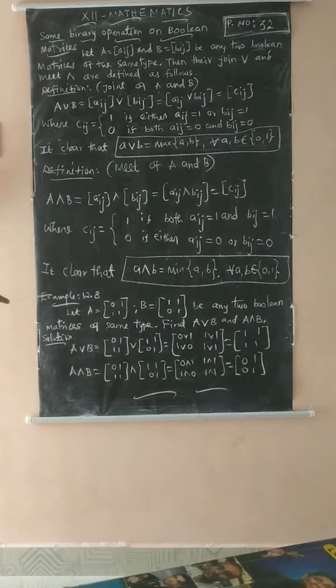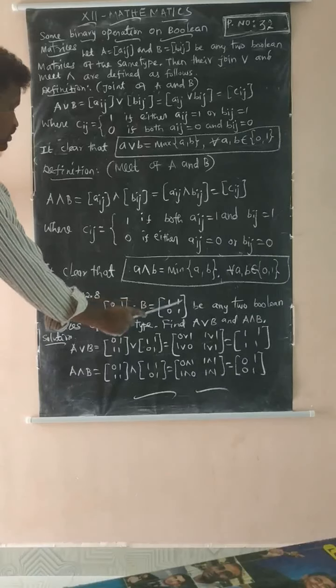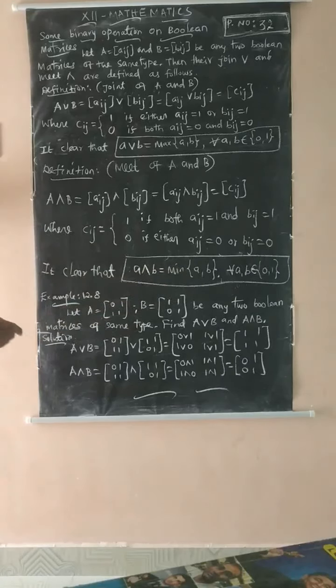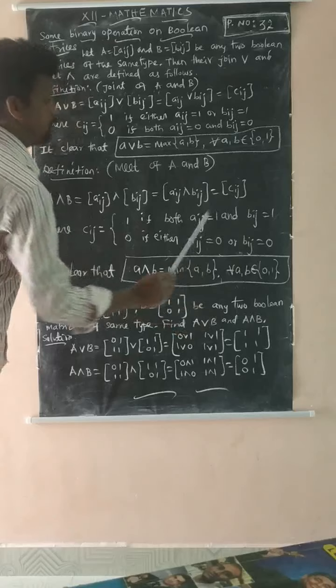So now example 12.8, students. Let A be the 2 by 2 matrix 0 1 1 1 and B the 2 by 2 matrix 1 1 0 1, any two Boolean matrices of same type. Find A join B and A meet B.